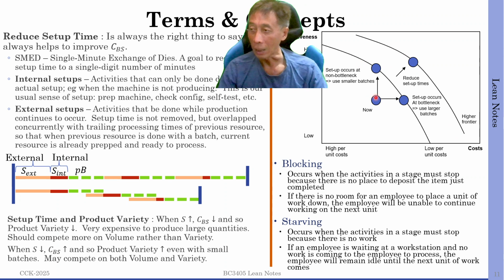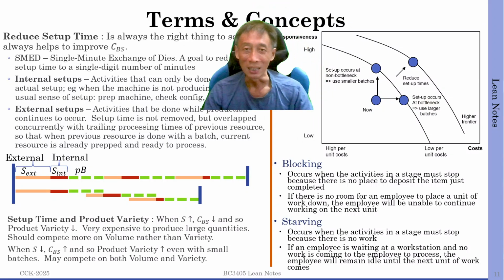Currently we are now, right? Currently we are now. If setup occurs at bottleneck, that means you should interpret this as severe setup time occurs at bottleneck. The largest setup time is found at the bottleneck itself. Maybe because of that, that's why this resource is a bottleneck. So severe setup time occurs at bottleneck.